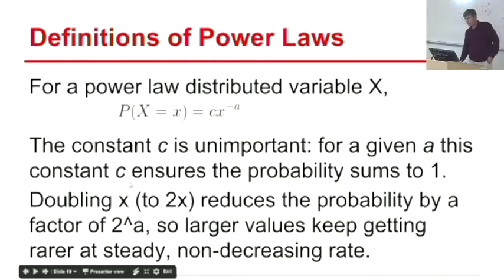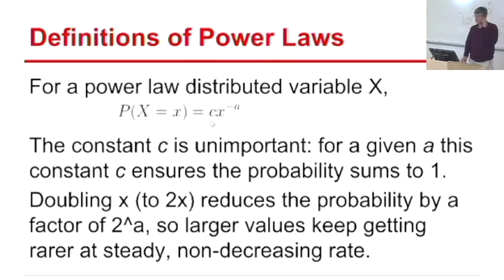So when you see an equation like this, the power law distribution, again, it's c, a constant times x to the minus a. Okay? The a is the important thing. That's the exponent of this thing. There is a multiplicative constant times that thing. But that constant is not important. You know why that constant is there?